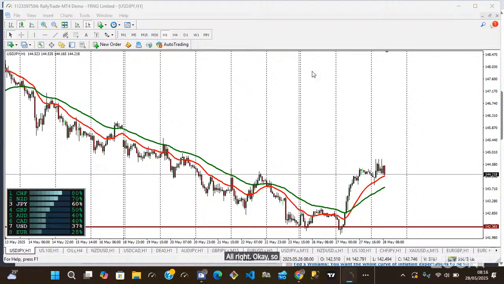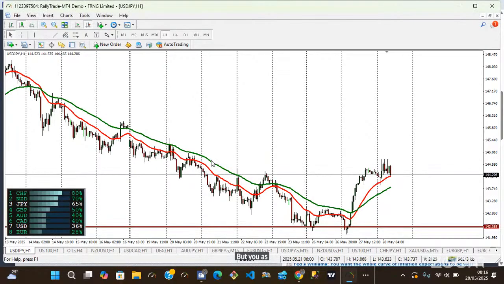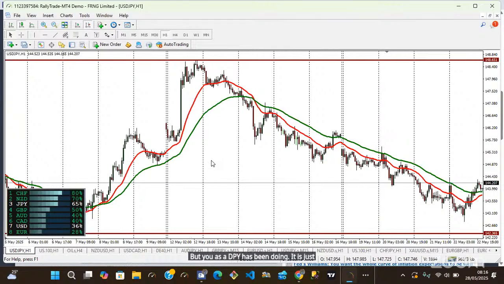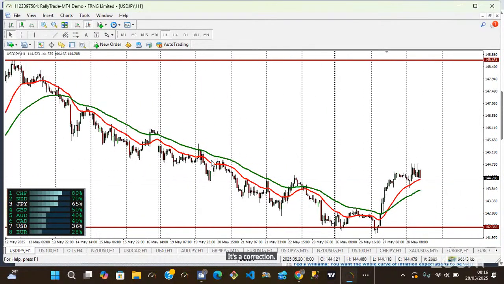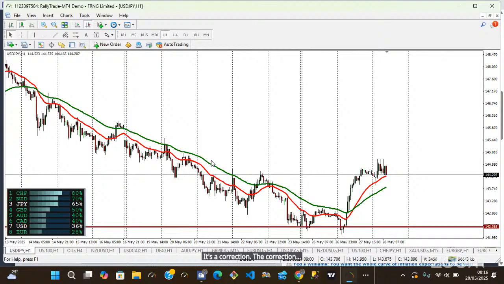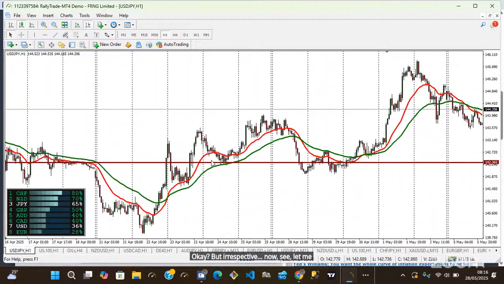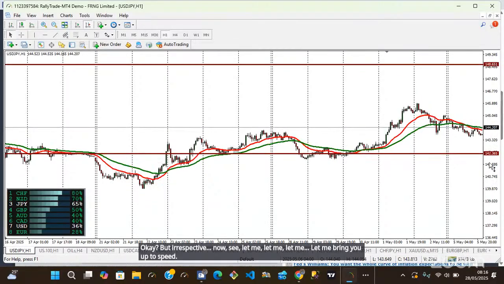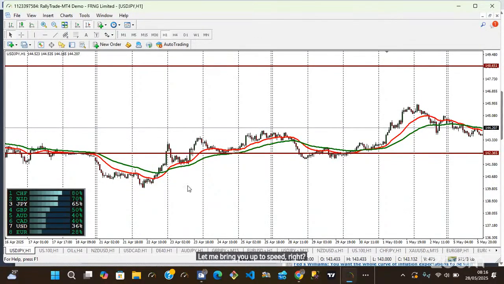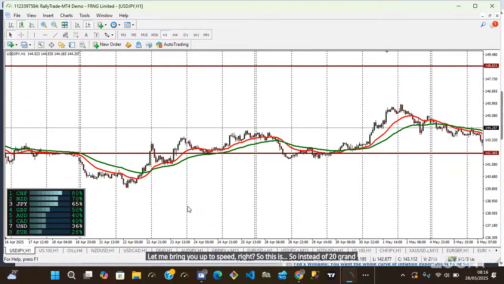Okay, so all of this downward movement that USDJPY has been doing is just retracement. It's a correction. A correction goes against the trend. It's a massive one actually. But irrespective, let me bring you up to speed. It said the trend is going until the bend. Now, where is it? Previously it was down, right? And before it stopped going down and started going up.